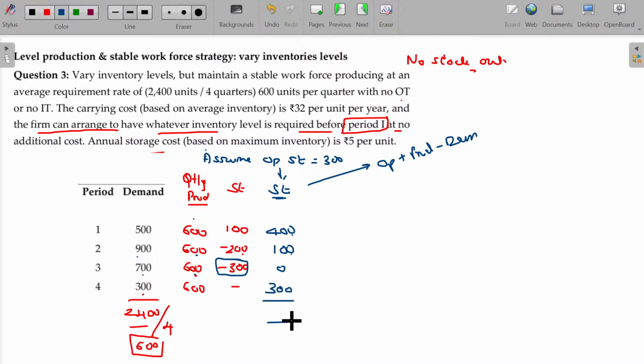Right. What about the total stock you have over this period? Average being 200. Now, what about the carrying cost? Average stock you have into 32 rupees, 6,400. What about the storage cost?